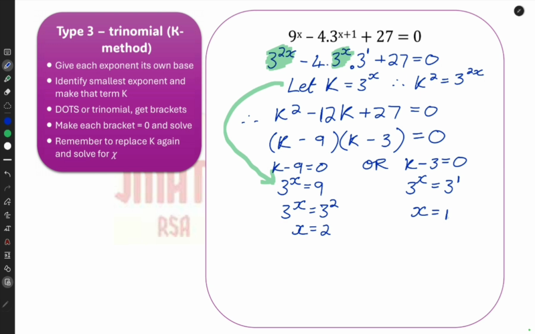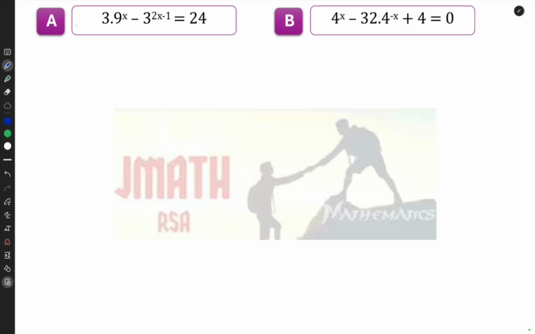Okay, so very important that you see there was an x and a 2x in the sum. That's why it's so much more complicated than the previous one we did. I have to go K method in this. Here are two more examples.